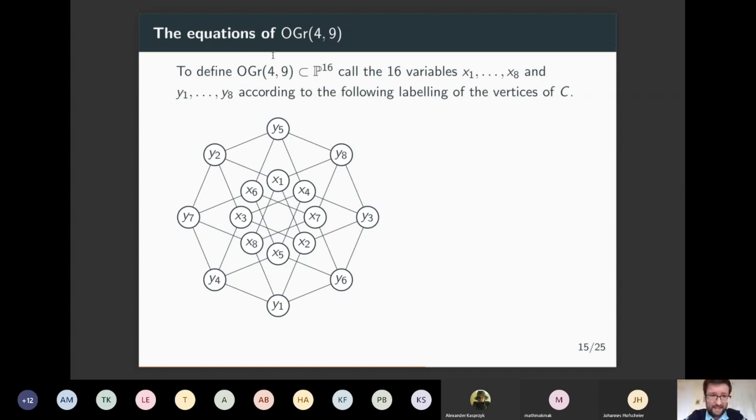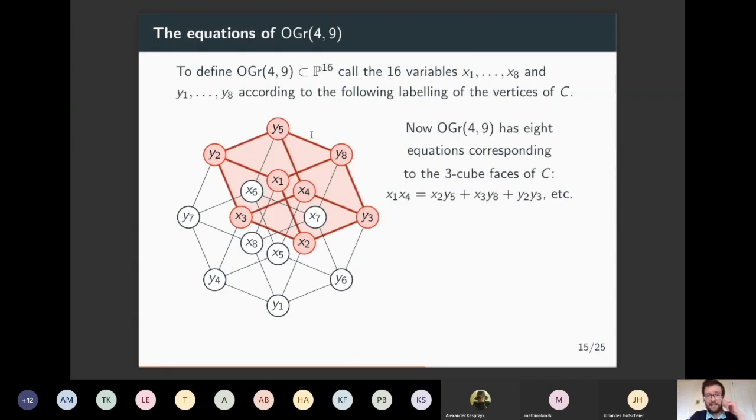And this variety has a number of equations that come from faces in this hypercube. So for each of the 8 3-cube faces in this hypercube here, I can look at the 8 variables that live on the corners of this cube, and I basically have an equation that holds between the products of opposite corners in this cube. And there's a very nice way to write these equations.